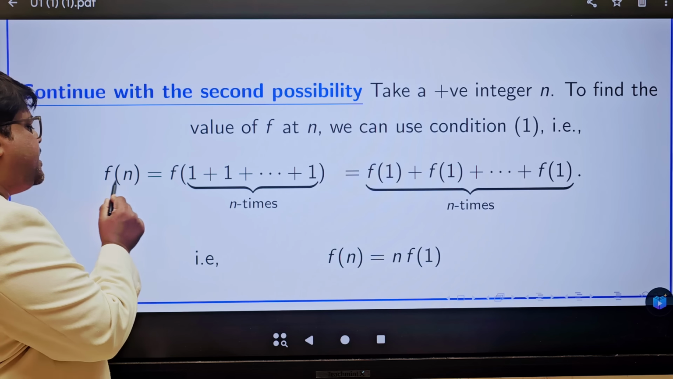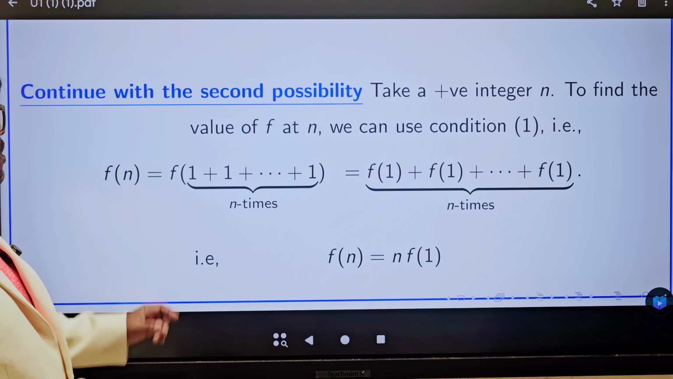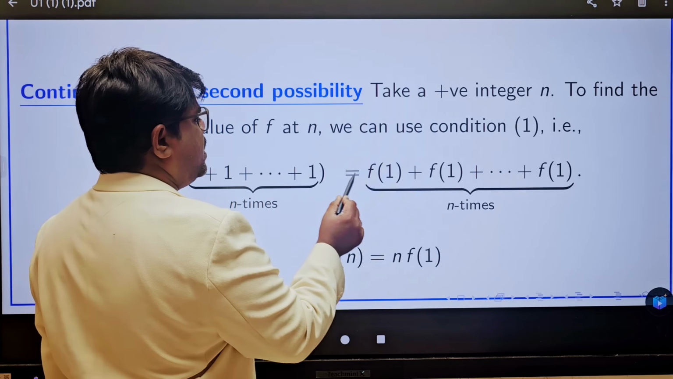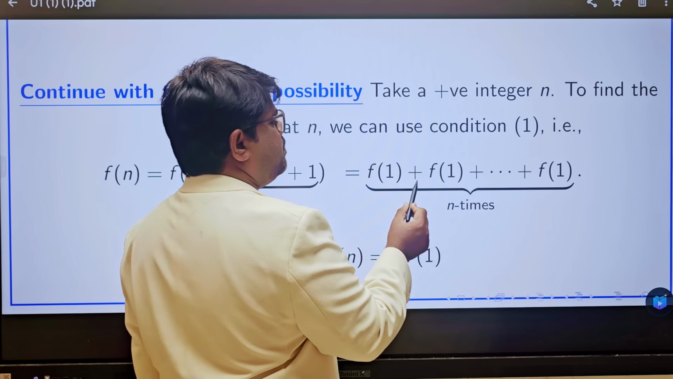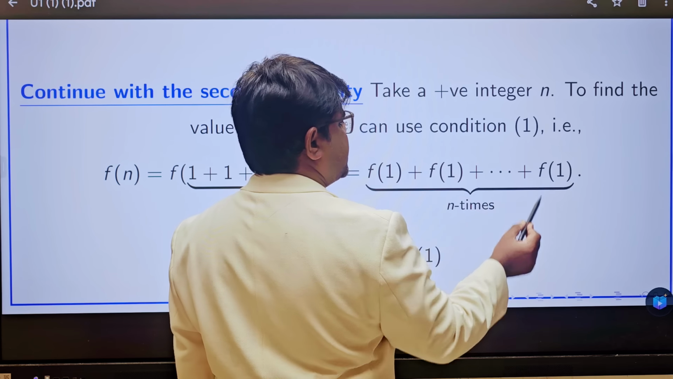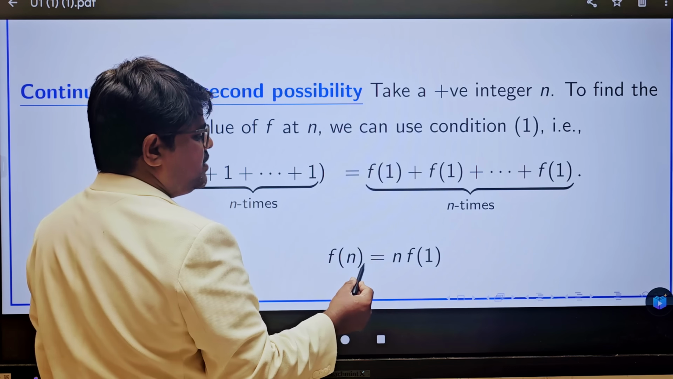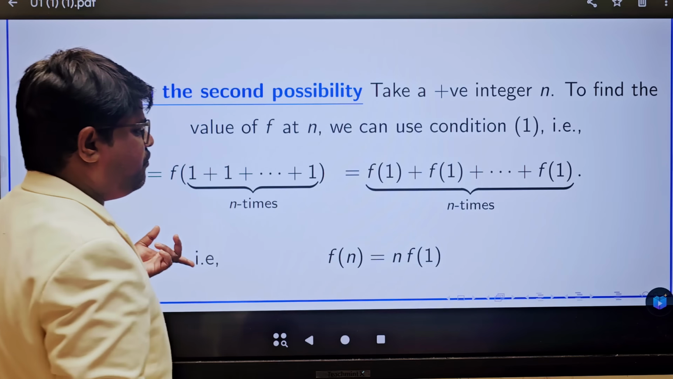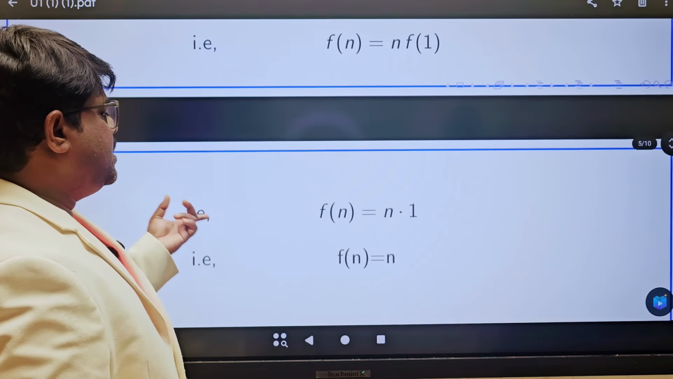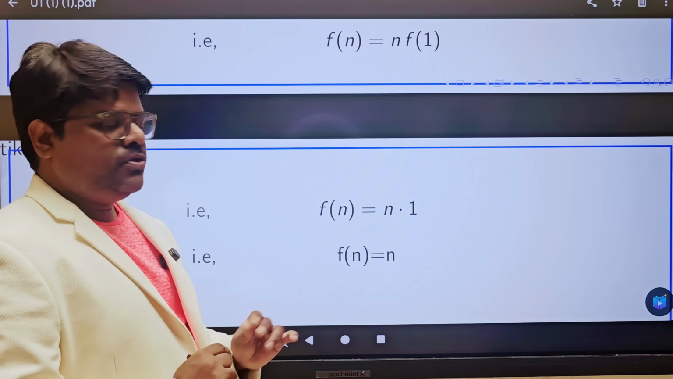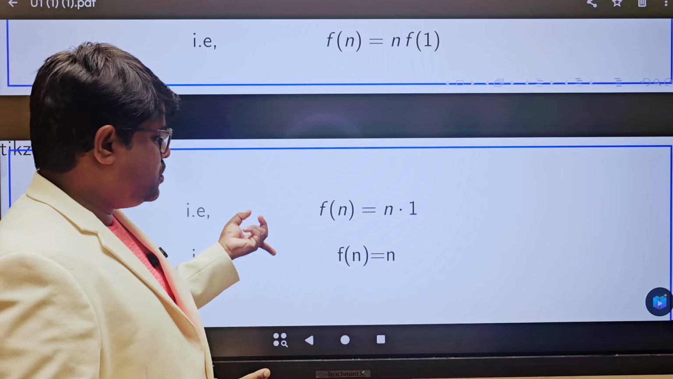f of n can be written as f of 1 plus 1 plus so on, that is equal to f of 1 plus f of 1 plus f of 1 plus so on, n times. So f of n equals n into f of 1. The value of f of 1 is 1, that is f of n equals n. So we got f of n equals n.